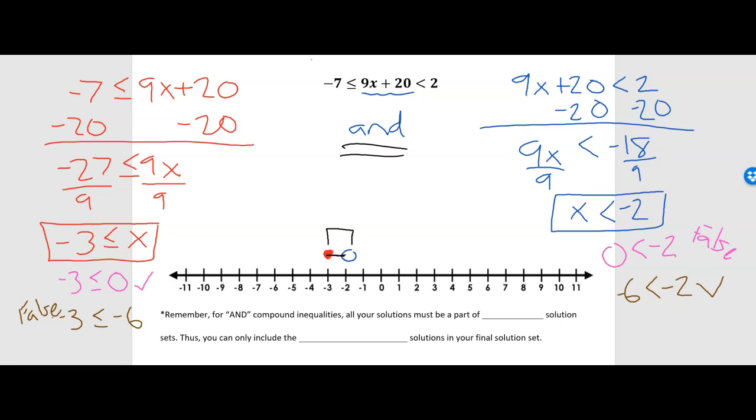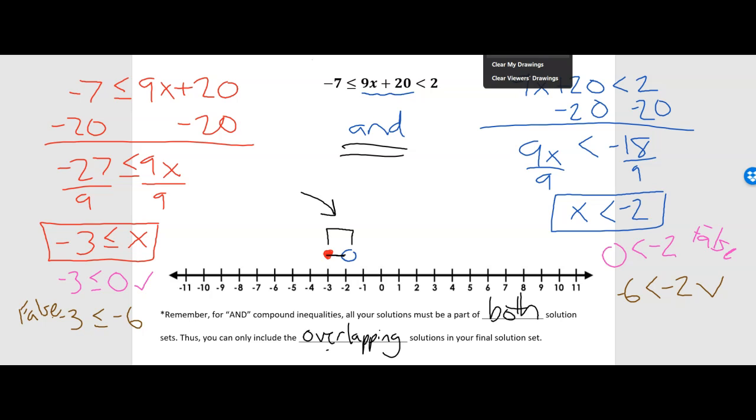All right, so down here, we're just summing up what we said. Remember, for and compound inequalities, all your solutions must be a part of both solution sets. Thus, you can only include the overlapping solutions in your final set. That's why we had to narrow our solutions down to this set, because that was the only overlapping portion of those red and blue inequalities.